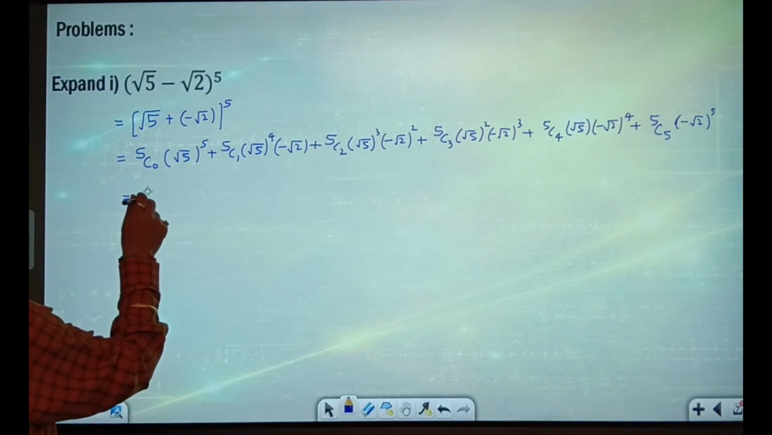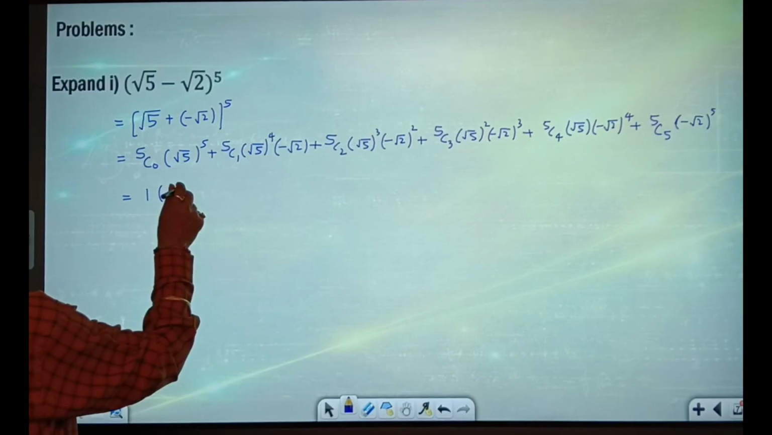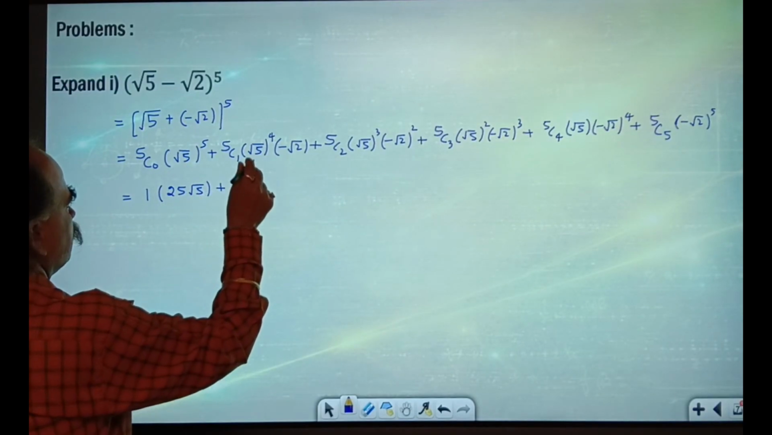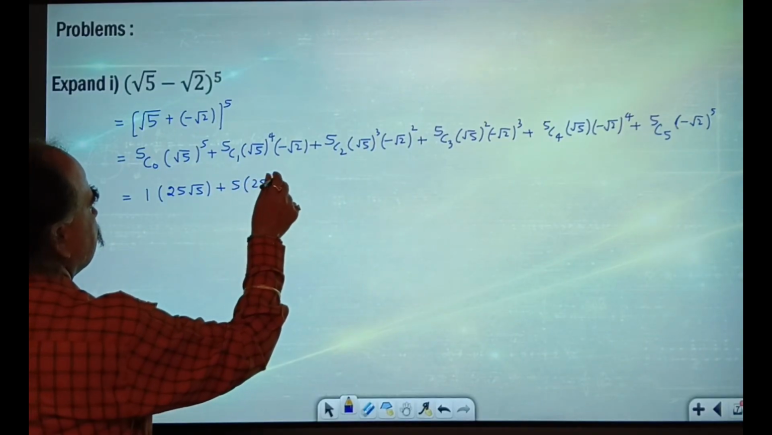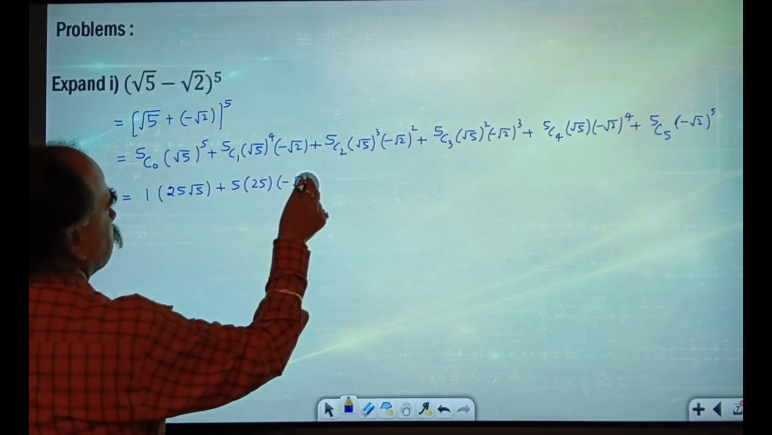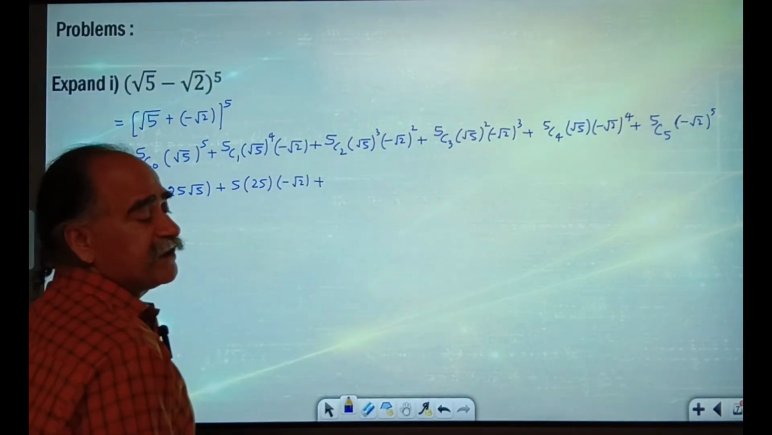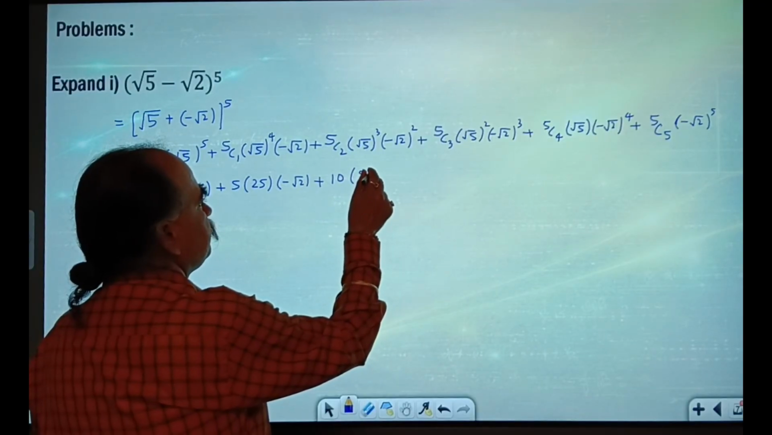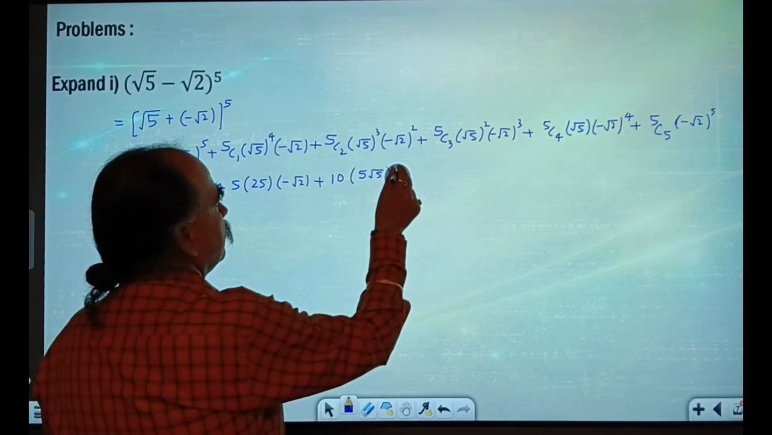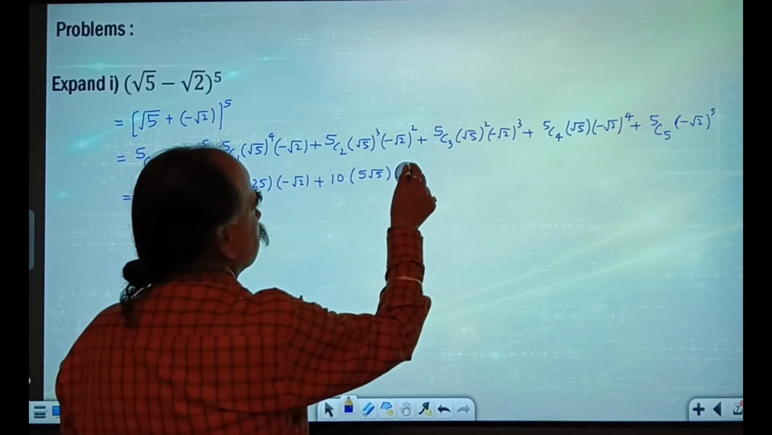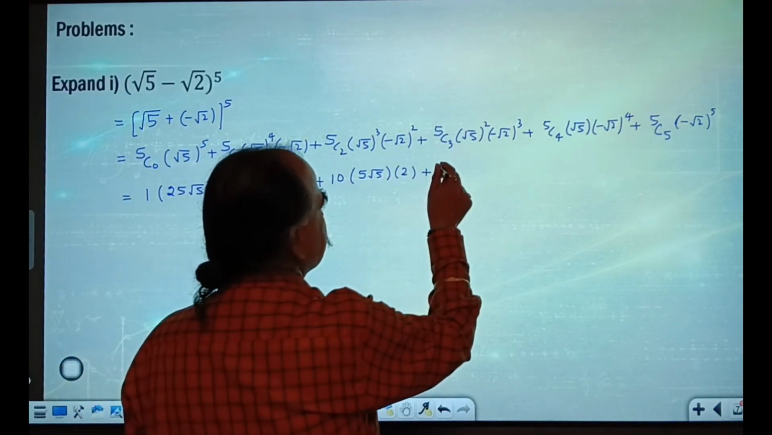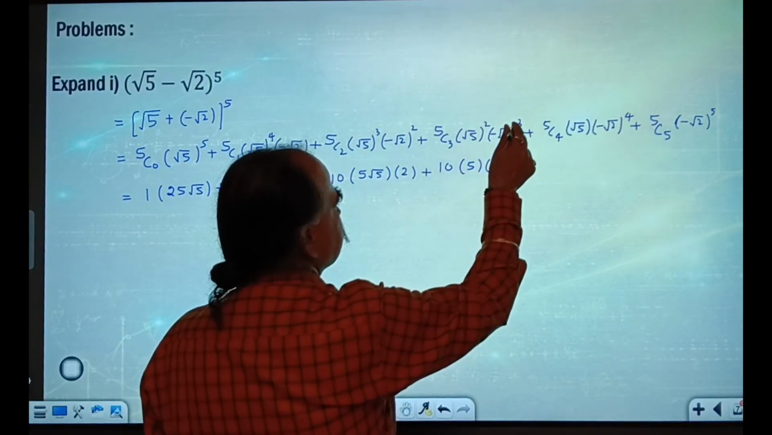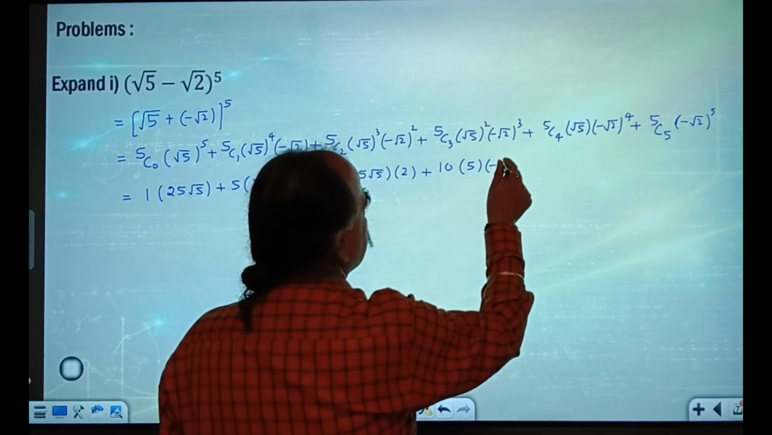Any number C0 is 1 and this is 25 root 5. 5C1 is 5, root 5 raised to 4 is 25 into minus root 2. 5C2, 5 into 4 upon 1 into 2, 10. Root 5 cube is 5 root 5. Minus square plus, root 2 square is 2. 5C3 is again 10. Root 5 square is 5. Minus cube is minus. Root 2 cube is 2 root 2.